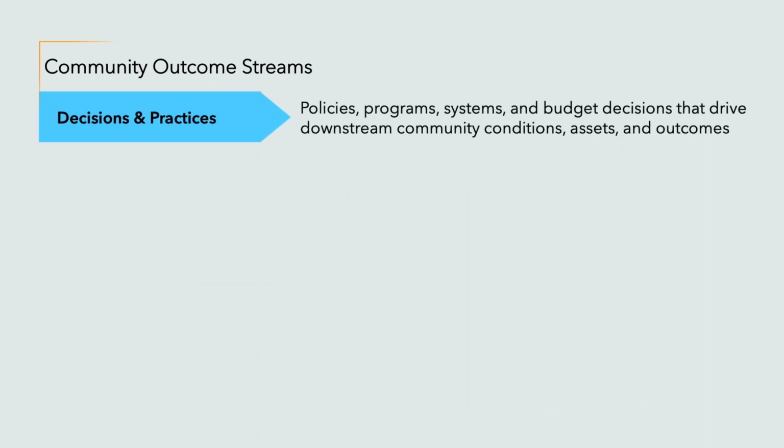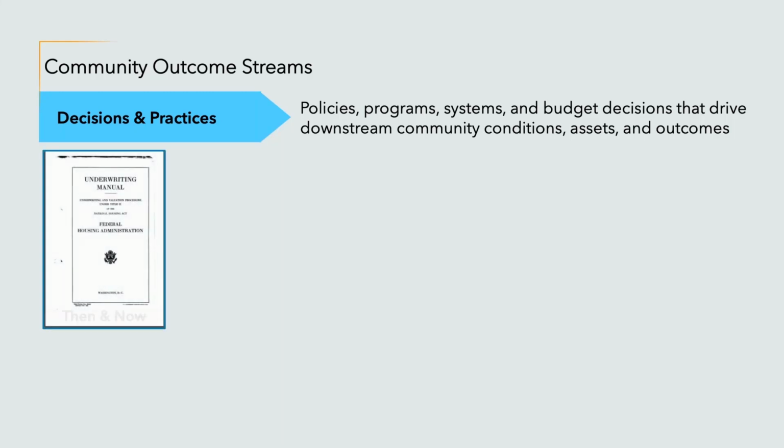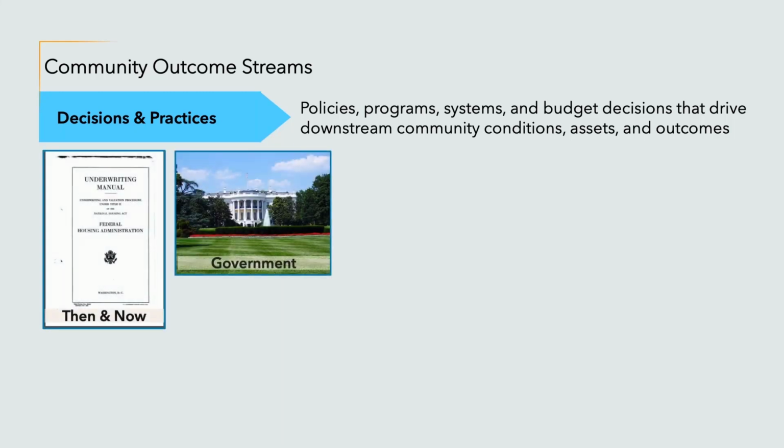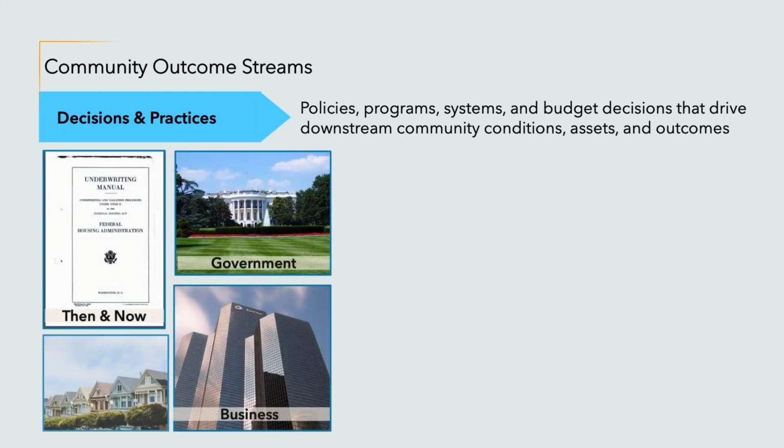And decisions and practices are the policies, programs, systems, messaging, and budget decisions that influence the circumstances surrounding individuals, families, and communities that ultimately impact how they fare. And they include policies that are historic and contemporary, made by governments, businesses, and communities.